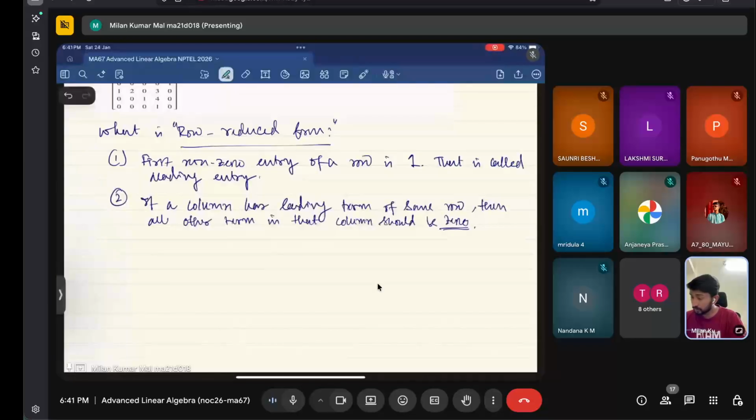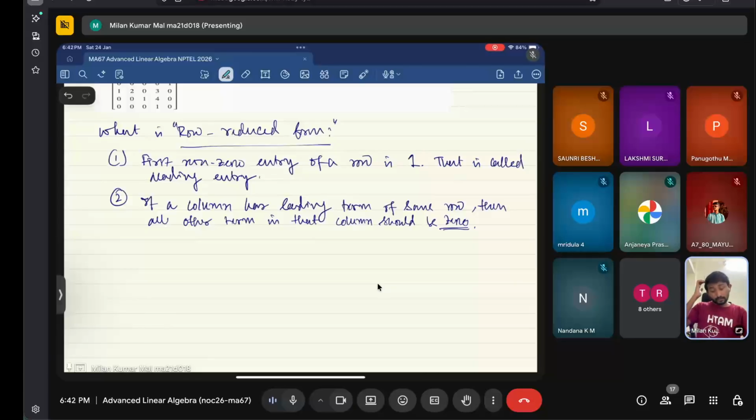I hope there are no more steps. I'm still checking to clarify that. I think this is all. This is called the row reduced form. These two conditions are all.